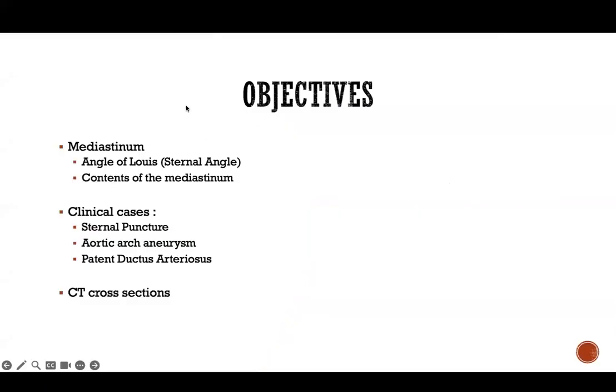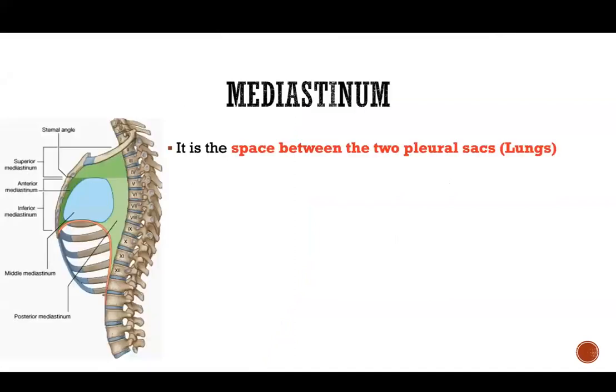So let's get started. Inshallah, in this lecture, we'll talk about the mediastinum, the contents of the mediastinum, some clinical cases, and obviously cross sections from CT scans. So first of all, what's the mediastinum? I won't take too long on the introduction because it's simple enough. The mediastinum is the space between the two pleural sacs. So we can basically say that it's the space between the lungs. And this is where the heart and all the structures surrounding the heart are present.